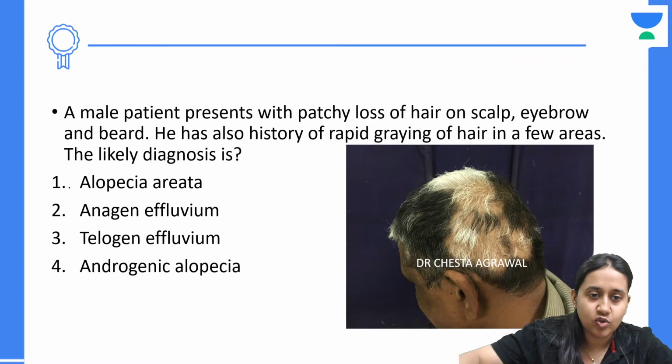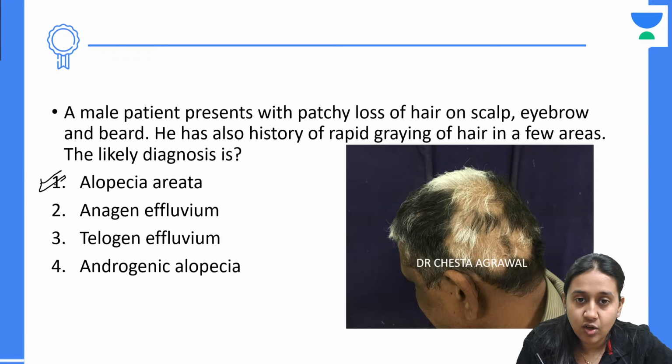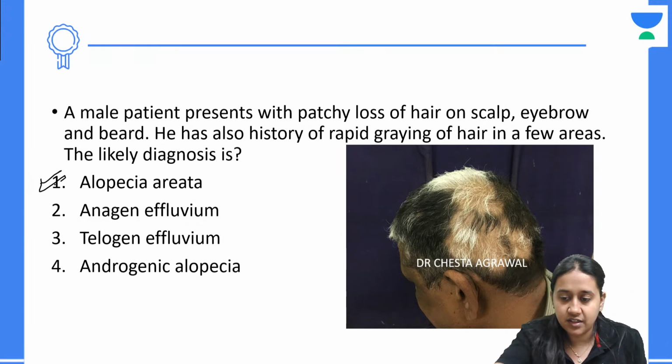The correct answer here is option number 1. Patchy hair loss and only the pigmented hairs are affected. The white hairs are spared. This is a very important clue. The white hairs are spared but the pigmented hairs are affected. Alopecia areata.